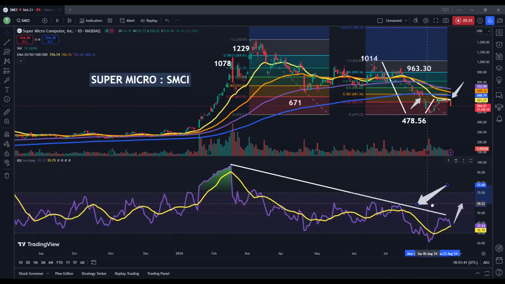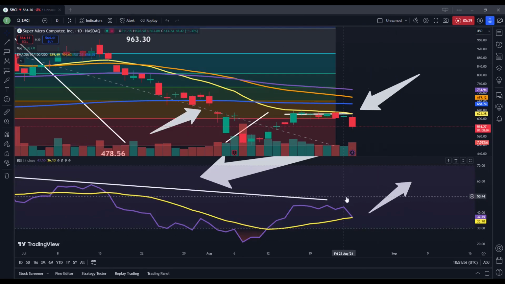We can point to some positives here because the relative strength index itself, which is the purple line, has risen above the yellow line, which is the moving average of the relative strength index. So that on its own is a positive signal. However, we can also see here that we're on the verge of crossing back below again.